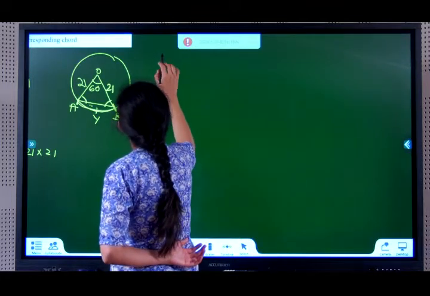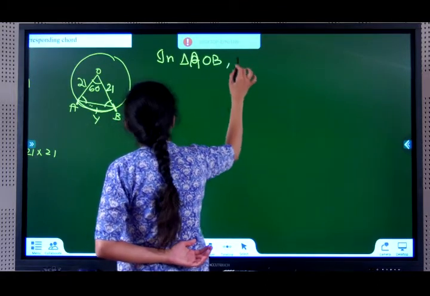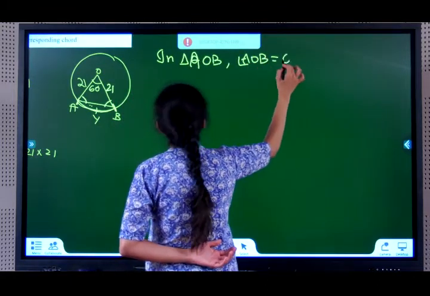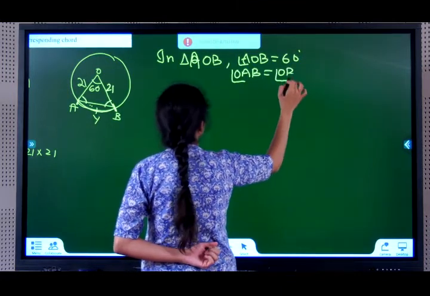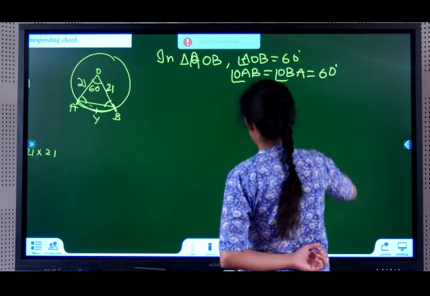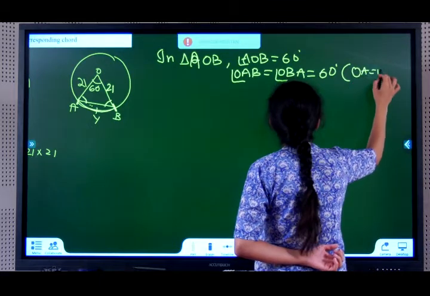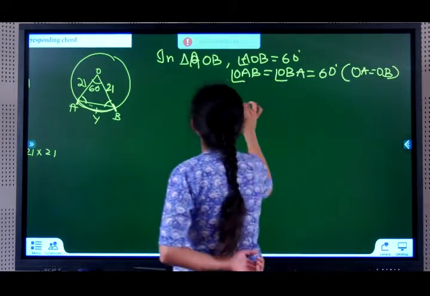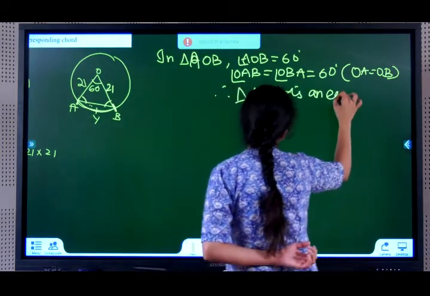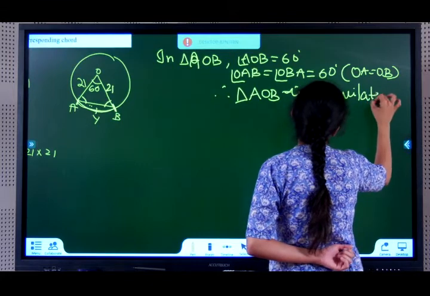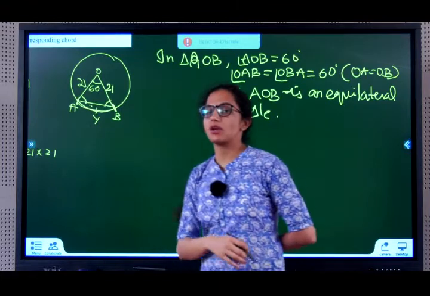How do we do this? So, in triangle AOB, angle AOB is equal to 60 degree. Angle OAB is equal to angle OBA, which is equal to 60 degree. Why? Because OA equals OB. Therefore, I can say triangle AOB is an equilateral triangle. I am only writing it in this sum. I won't be doing these steps in every sum. I will directly be saying this triangle is equilateral.